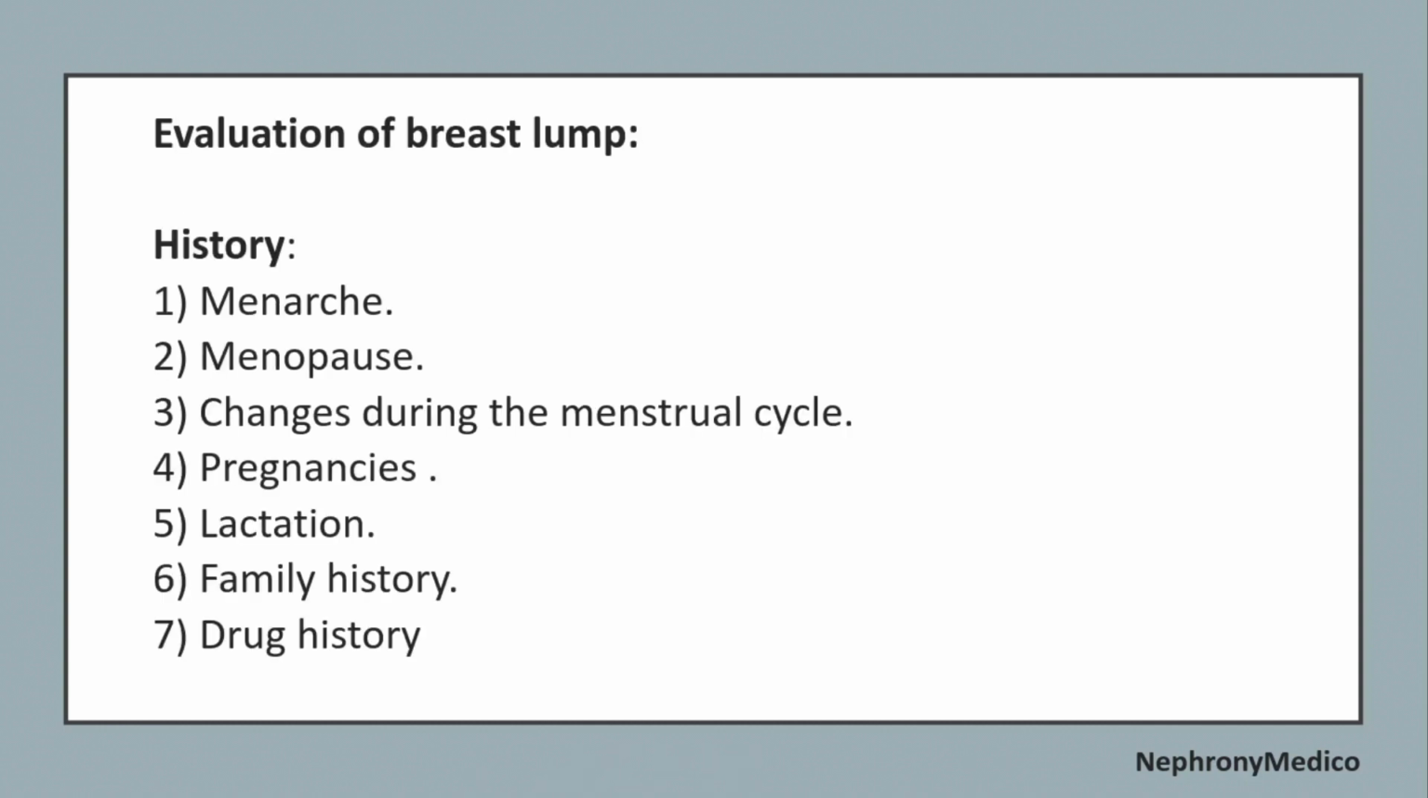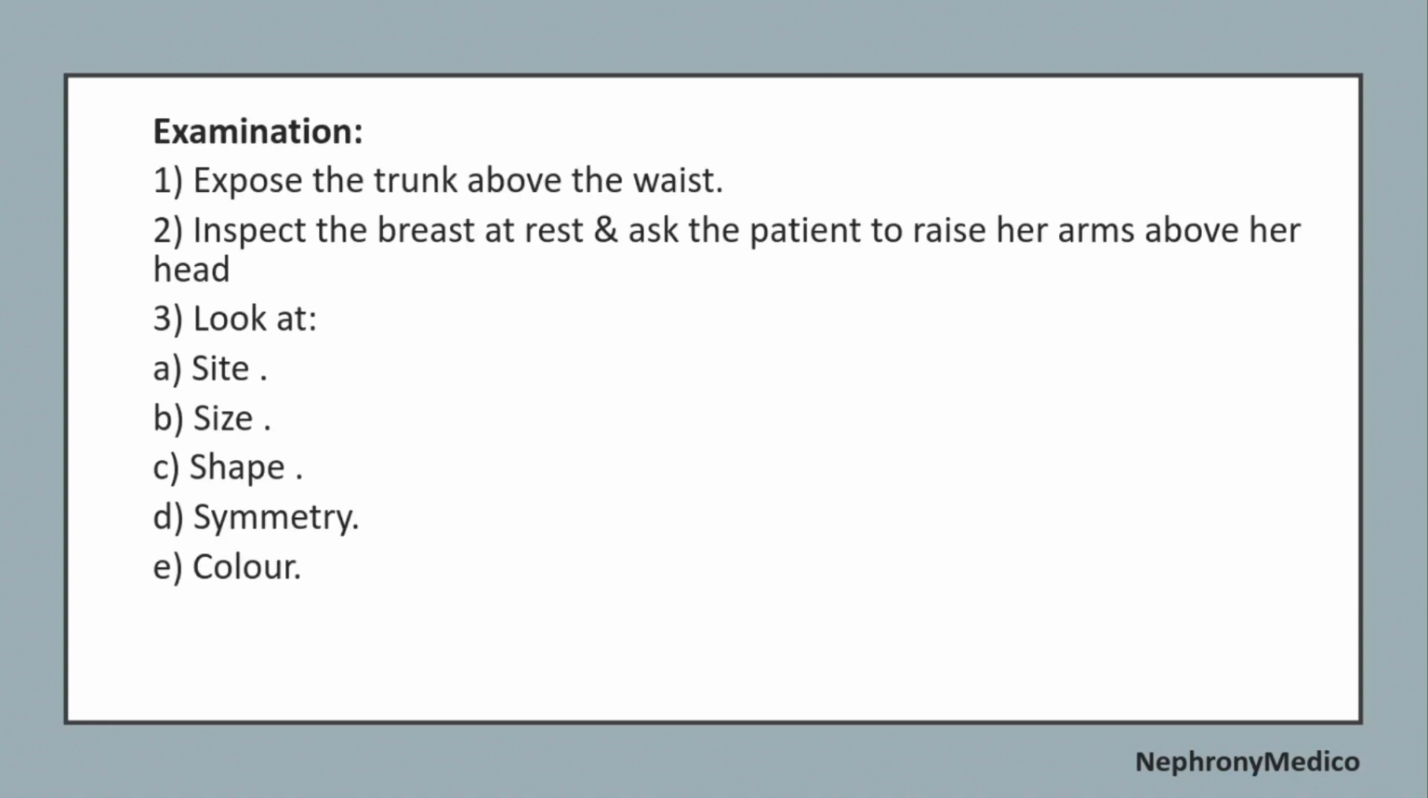Evaluation of the breast lump. History includes menarche, menopause, changes during the menstrual cycle, pregnancies, lactation, family history, and drug history. Examination includes exposing the trunk above the waist, inspecting the breast at rest, and asking the patient to raise her arm above the head, looking at the sides, site, shape, symmetry, and color.